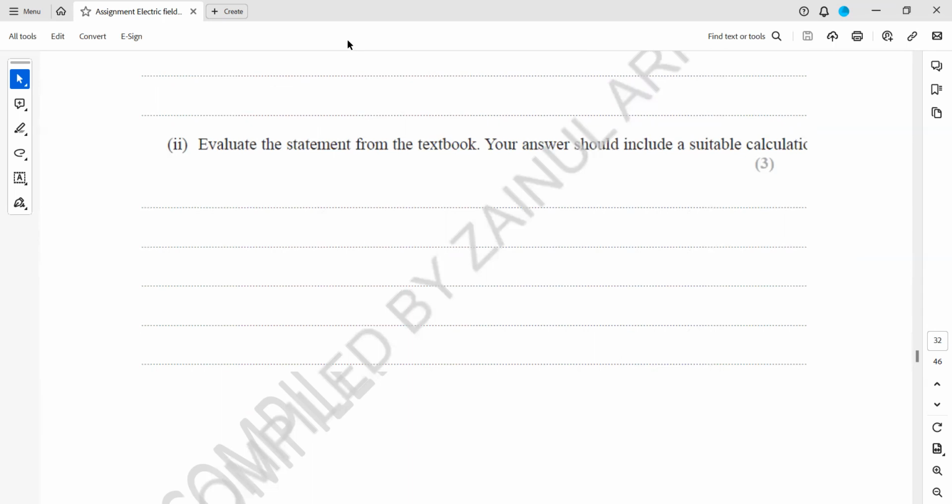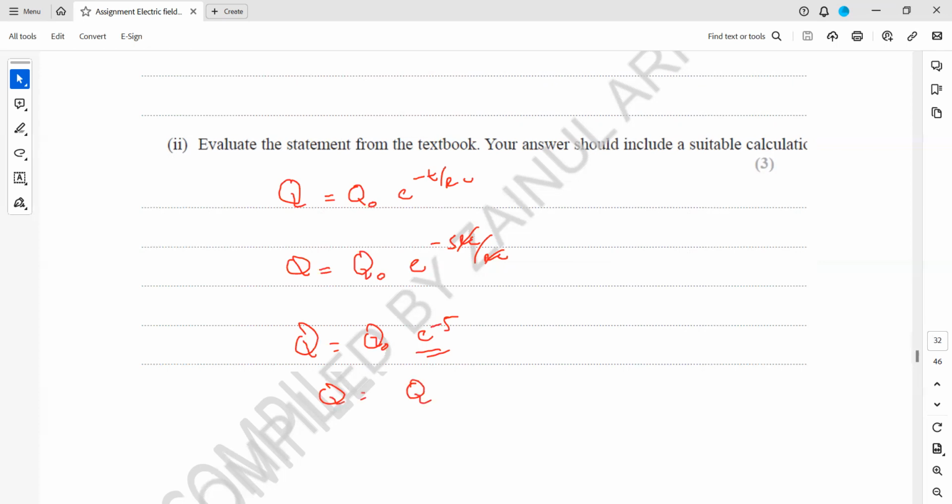So you can work out this using the formula Q is equal to Q naught e raised to power minus T over RC. So Q is the charge that will be left when it is 5 times RC. So you can substitute here Q naught e raised to power, this time is 5 times RC divided by RC. RC will cancel with RC. So e raised to power minus 5. So Q is equal to Q naught e raised to power minus 5. E raised to power minus 5 is about 6.7 into 10 to the power minus 3.